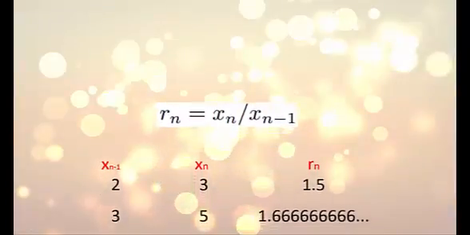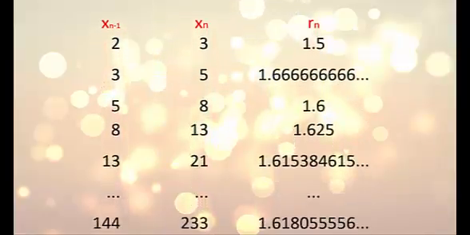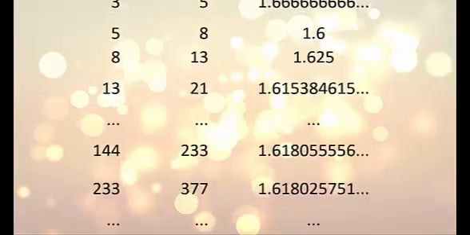Now, from this sequence we get an associated sequence where we take the ratio of 2 successive numbers in the Fibonacci sequence. This sequence converges to approximately 1.618, and this number is called the golden ratio.